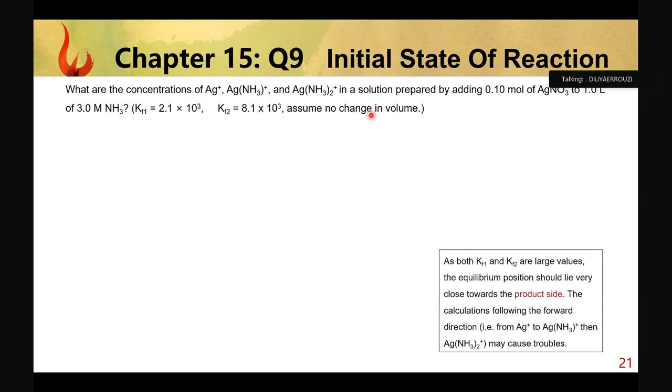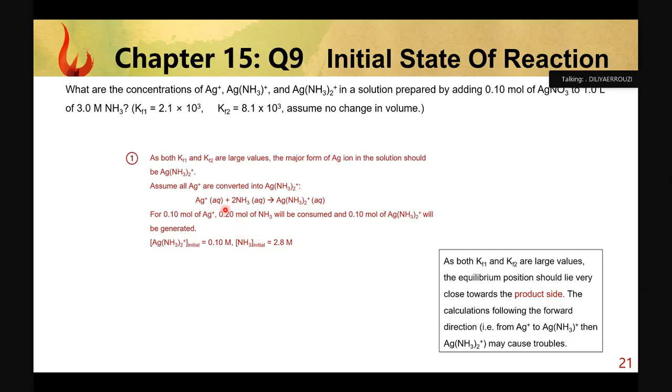Before this question, we need to know how to determine the initial state of the reaction. We look at the Kf value. The Kf value is fairly large. The Kf1 is 2.5 times 10 to the power of positive 10. So we decide it will lie very close to the product side, so we cannot use this equation directly.